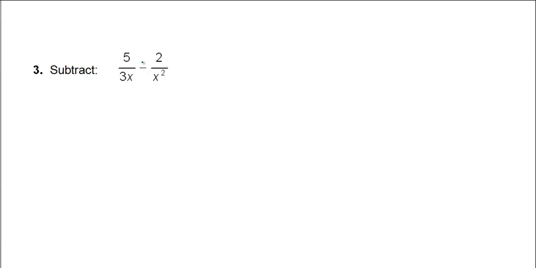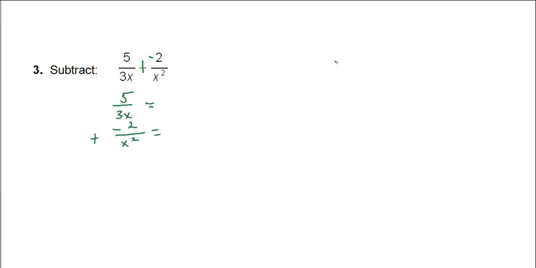the opposite. So I'll change this problem to 5 over 3x plus negative 2 over x squared. The next thing that I do is I usually set up the problem vertically. So I make this 5 over 3x plus negative 2 over x squared. And remember, before we can add these, we need to get the common denominator or the LCM.